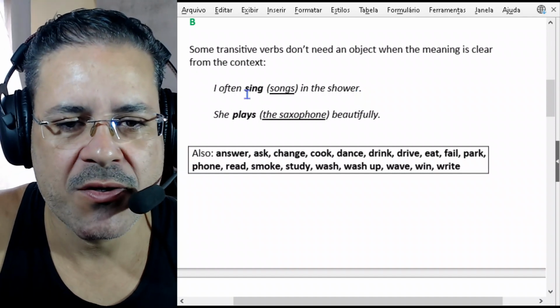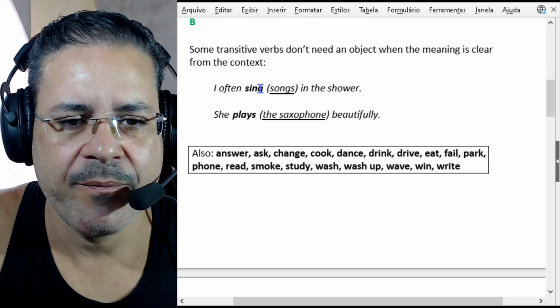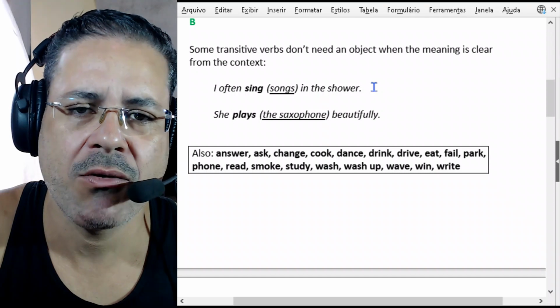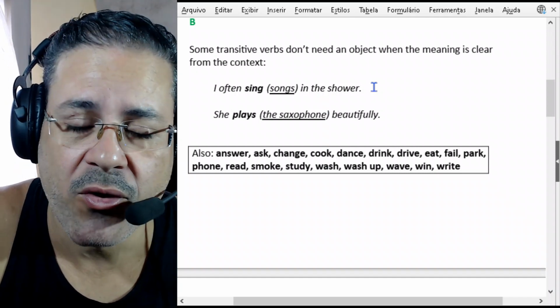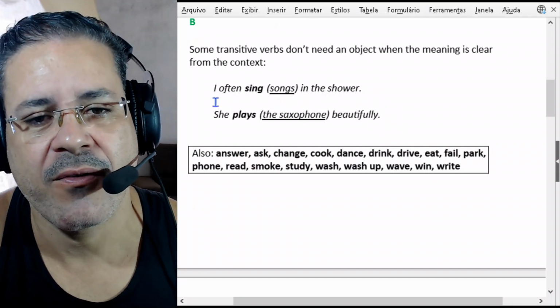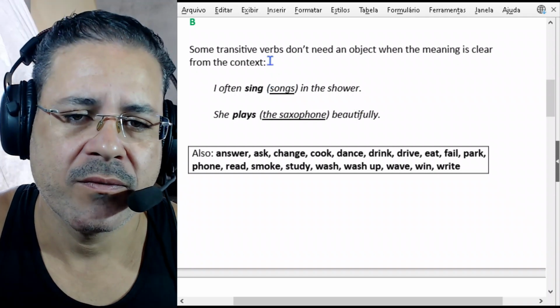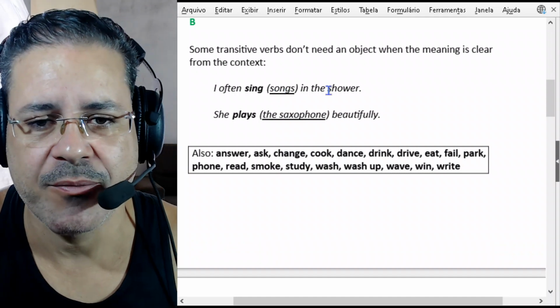Of course, because the verb is very clear. I often sing. I often sing in the shower. You often sing what? Songs, of course. So it's clear. There's clearness of the verb. So in that case, we might not need an object after the verb.